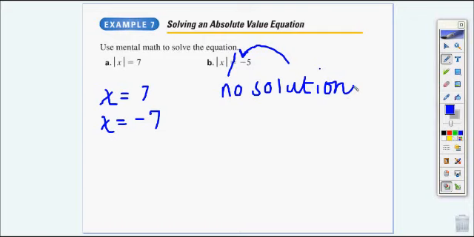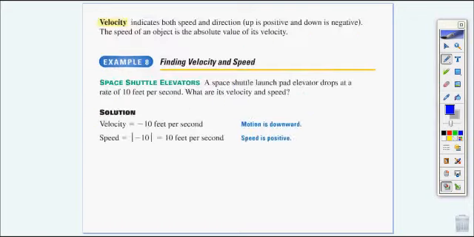We still have a couple more examples here. We're going to talk a little bit about velocity, and you'll be talking about velocity when you go to Swiss Valley later this month. Velocity indicates both speed and direction. Up is positive and down is negative. The speed of an object is the absolute value of its velocity. So the space shuttle elevators.